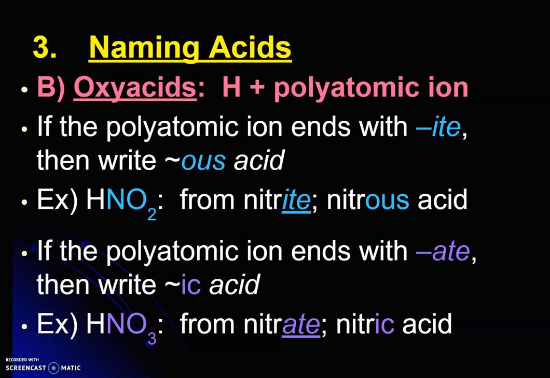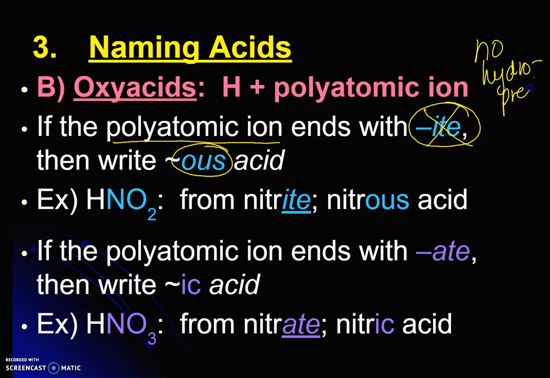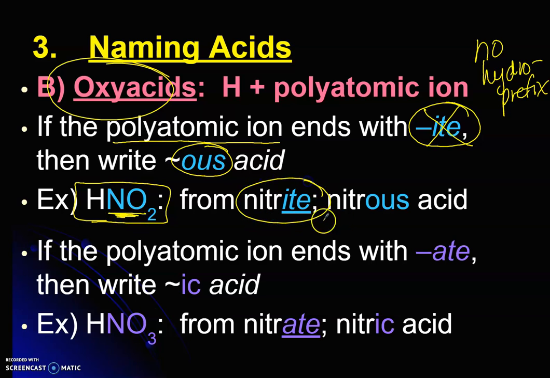Now, when it comes to naming the polyatomic ion acids, you gotta recognize the name of the polyatomic ion. All right, so if the polyatomic ion ends in ite, we're going to change that ite to us acid. There is no hydro prefix for any oxyacids. Okay, so HNO2, you have to recognize the NO2 as nitrite, and then we change the ending to us acid.